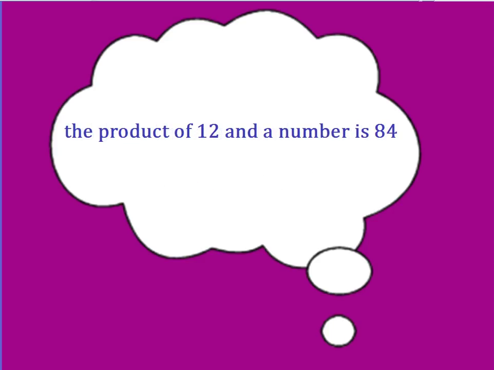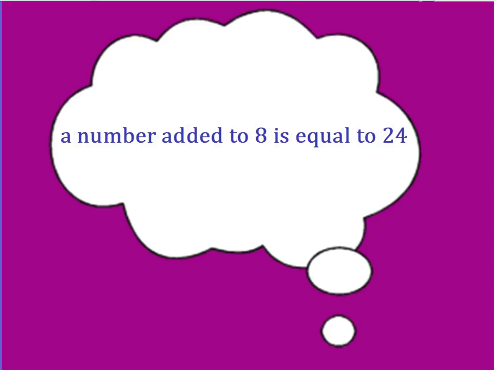How about the product of 12 and a number is 84? Product means to multiply, and don't forget the word is means equal. Did you get 12x equals 84? Hopefully. How about a number added to 8 is equal to 24? This one's extremely straightforward. Hopefully you got x plus 8 equals 24.